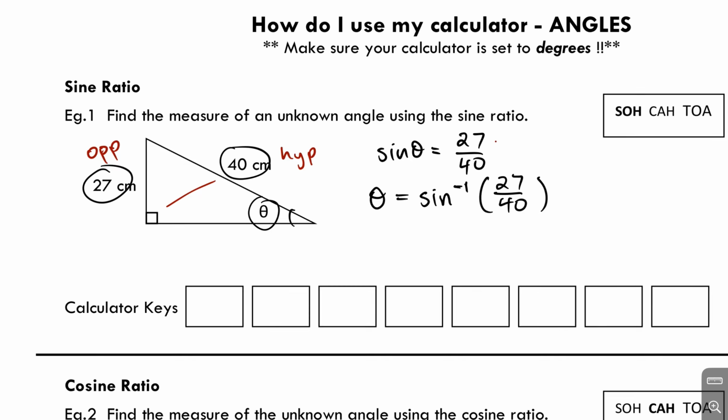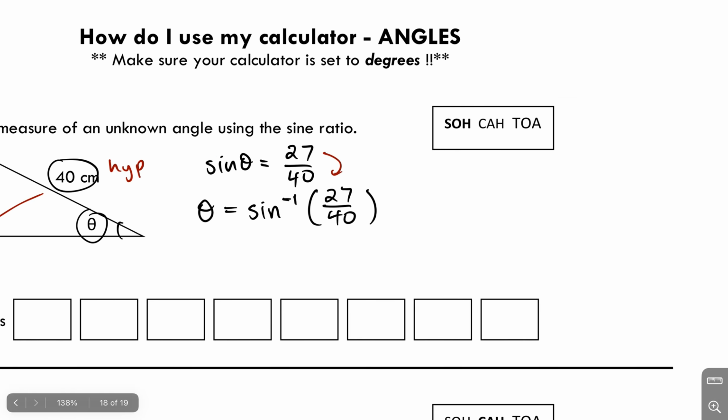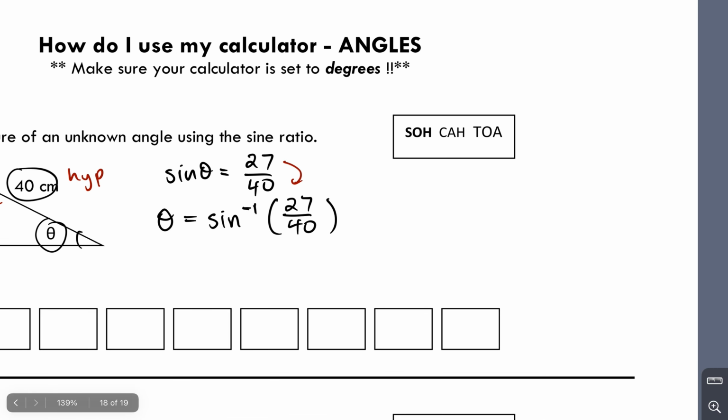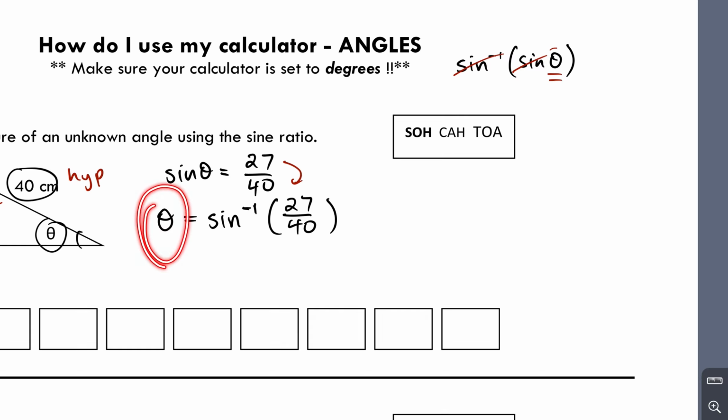So how did I go from here to here? Well, in mathematics, if I take the inverse of something, it kind of cancels itself out. The inverse sine of sine theta just cancels out and just gives me theta. And that's what gives me the theta here on the left side. And if I'm going to take the inverse of the left side of the equation, I have to also take the inverse of the right side of the equation. So on the right side, I have inverse sine of 27 over 40. It's like balancing an equation.